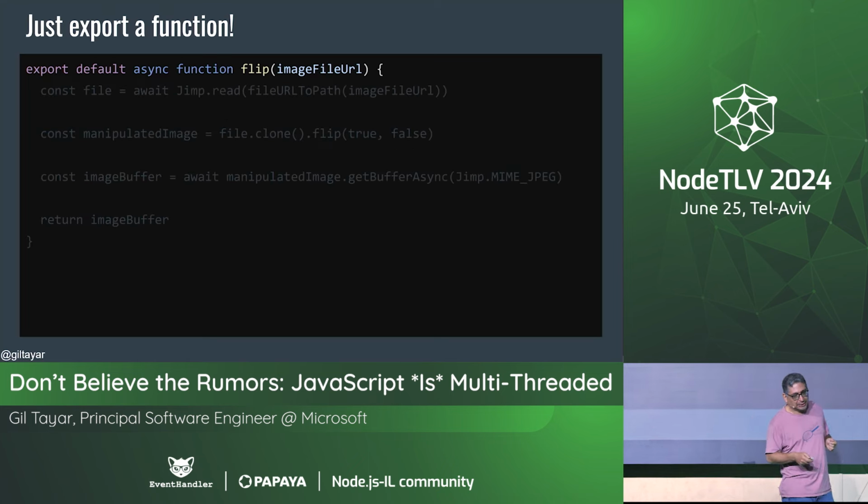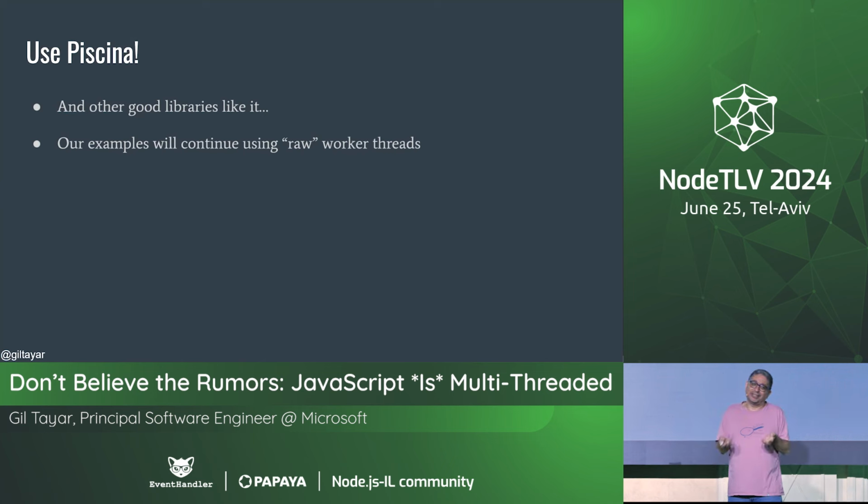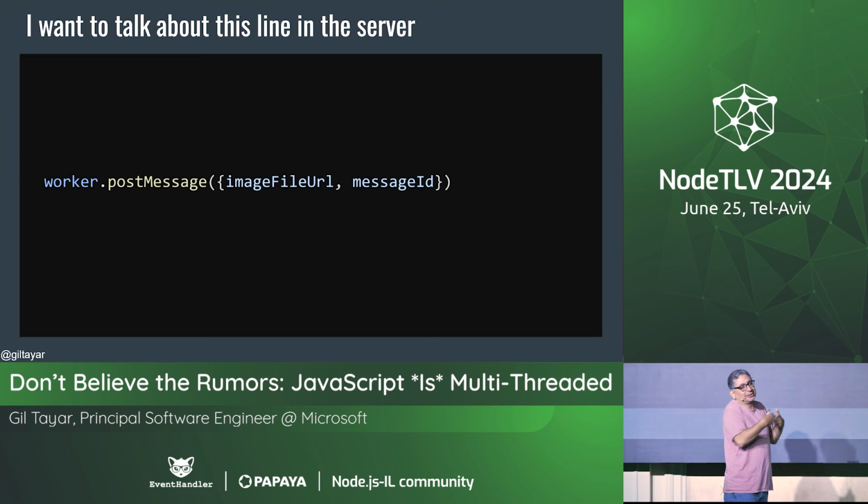There are other libraries, but please don't really create worker pools on your own. Use Piscina. There are other good libraries for it. I use Piscina. In all the other examples, I will be using raw worker pools because this is a tutorial and I want to show the sordid details.